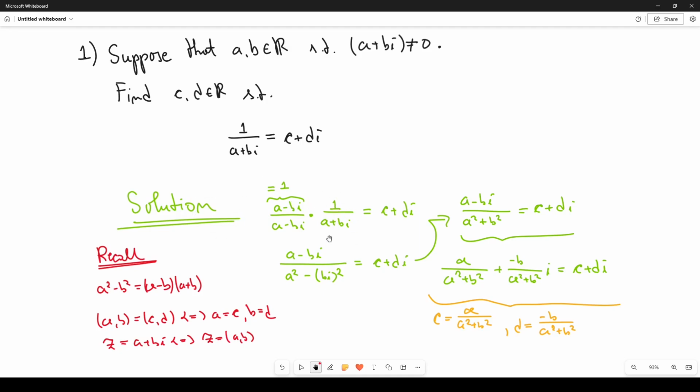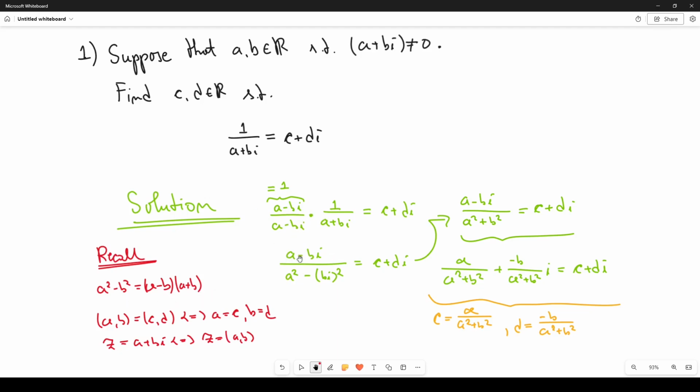Well, here's my original expression, and now I will multiply this term by a minus b times i divided by a minus b times i, and this is just equal to 1. So since I'm multiplying with 1, nothing is being changed in the equality. So this is something I'm allowed to do. And now here we have a minus b times i, which will multiply a plus b times i in the denominator. And we have the difference of squares, so recall that this holds.